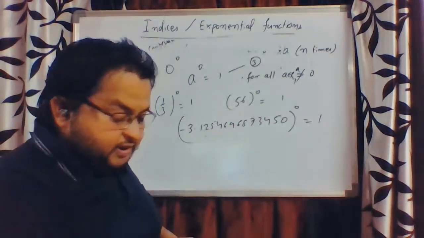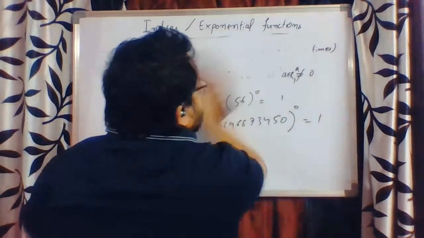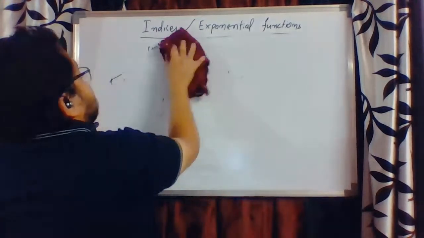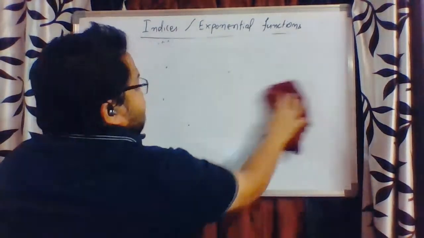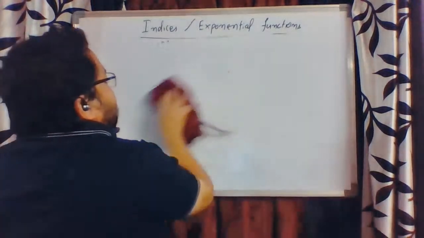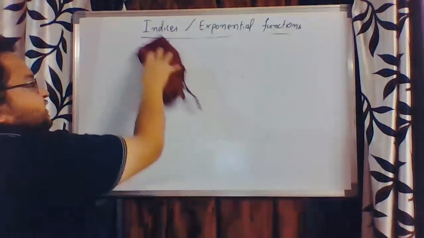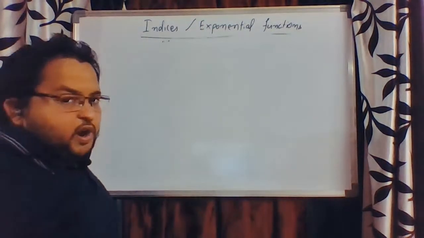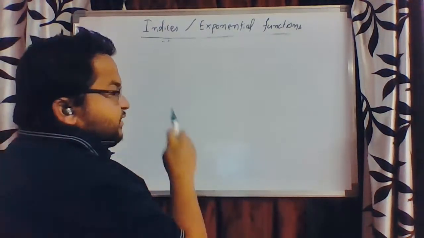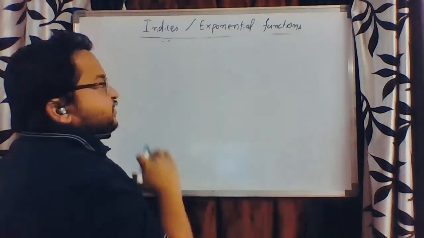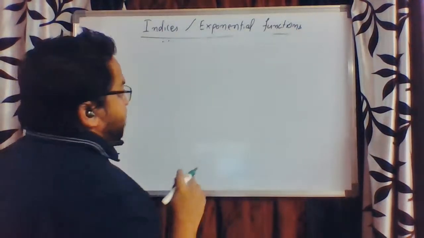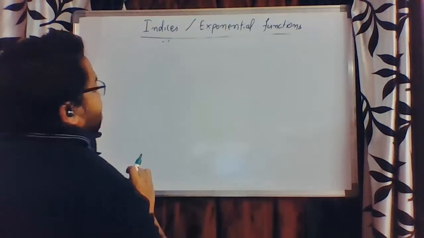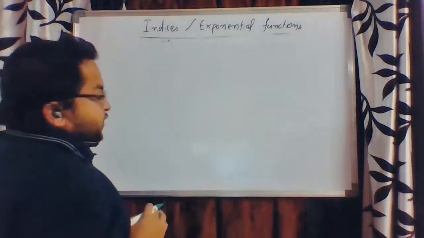So far we have studied three basic laws. First, a to the power n, where n is any natural number greater than or equal to 1, is defined as a multiplied with itself that many times, and that is written as a to the power n. Then we studied that anything to the power 1 equals the same number, and any non-zero real number when raised to the power 0 produces 1. These are the first three laws that we have understood. Now let us move a little further.